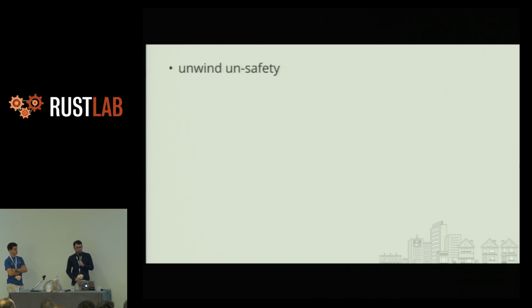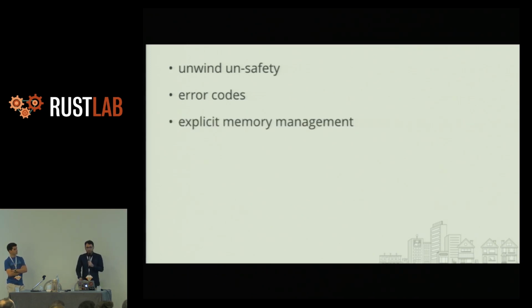So, gotchas, many gotchas. As I said, unwind and safety, that's a problem. Error codes: if you want your code to look like C, you've got to define error codes, no results there. Explicit memory management: remember, in C, you don't have the Rust syntax, so you gotta be very specific. Hey, don't free this thing. Hey, free this thing. Hey, don't free this thing twice. This kind of stuff.